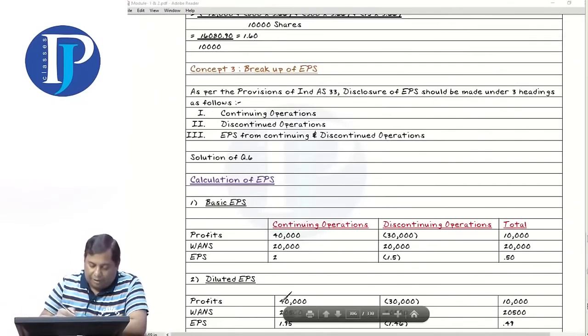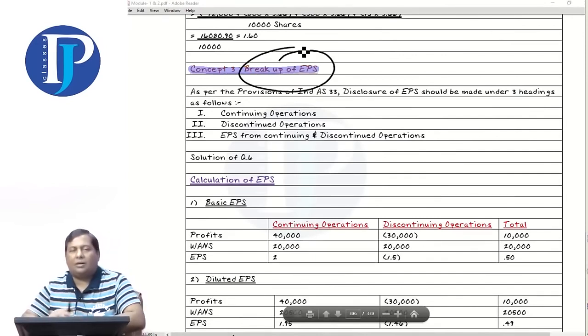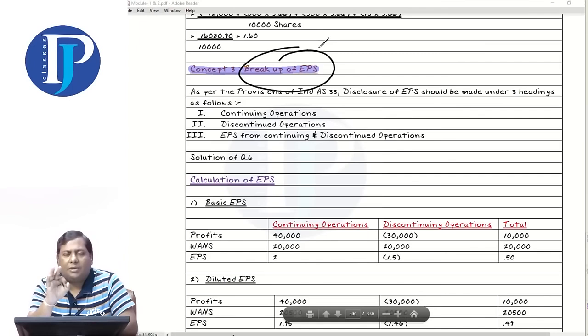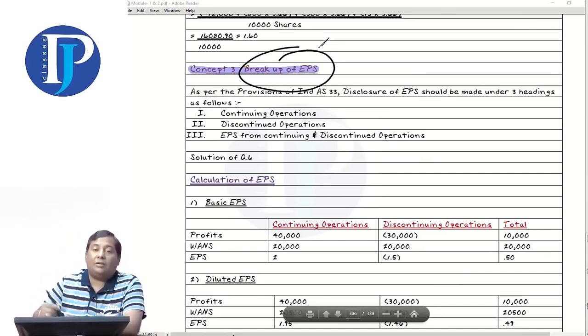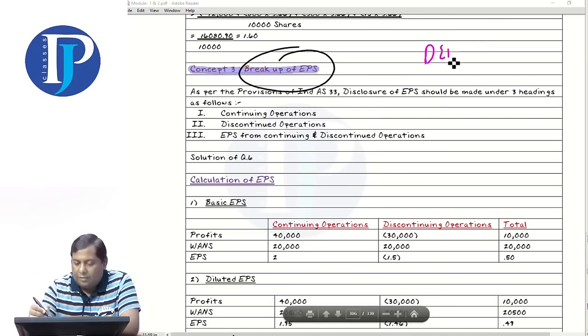After this concept number 3, this was breakup of EPS. What did I say in breakup of EPS? Company's EPS needs to be shown in 3 headings. EPS from continuing operations, EPS from discontinued operations, and then the third was overall EPS. Company's EPS goes in 3 headings. And then I added a special point in this when we recorded the new questions video. I had told you to write a point on diluted EPS.